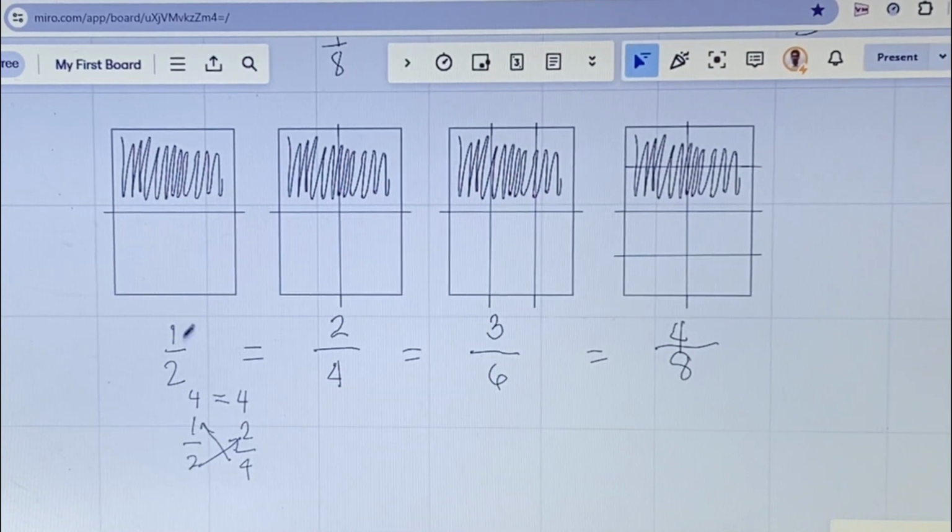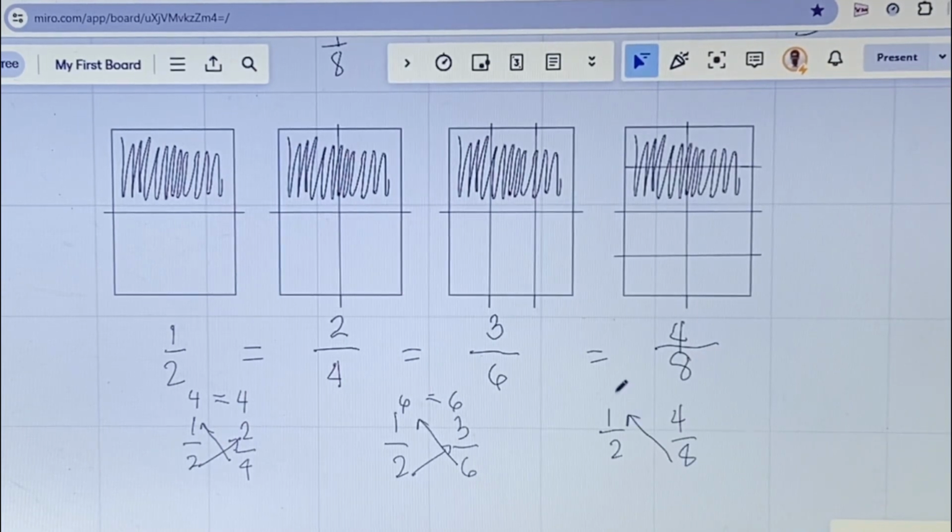Now what if 1/2 and 3/6? Same solution. 6 times 1 is 6. 2 times 3 is 6. They're equal. Now what if 1/2 and 4/8? So 8 times 1 is 8. 2 times 4 is also 8. As you can see, they're equal.